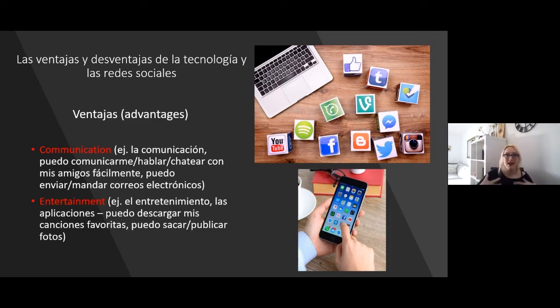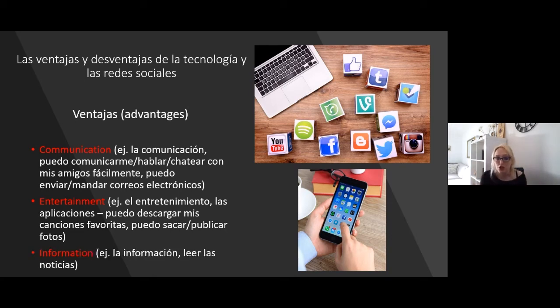They might talk about entertainment. So an advantage of social media technology is that it can be used for entertainment. The word in Spanish for entertainment is entretenimiento, okay? They might talk about las aplicaciones, apps, applications, okay? So what can you do with social media or technology? Puedo descargar, I can download mis canciones favoritas, my favorite songs. Puedo sacar fotos, I can take photos. Puedo publicar fotos, I can publish photos.